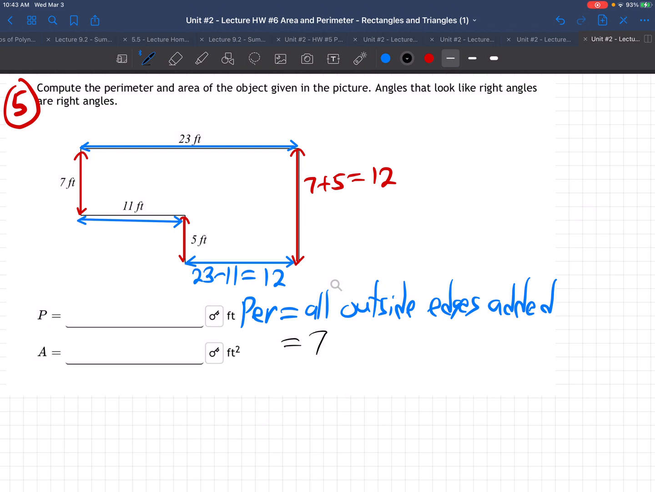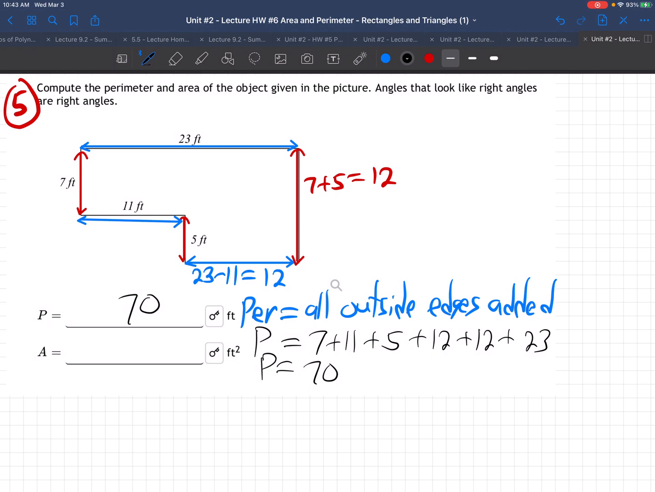7, I'll start right here. So 7, 11, 5, 12, 12, and 23. Just add those up, whatever that is on your calculator. Let me do it right now too. I'm getting 70. So 70 feet all the way around the outside of this object.